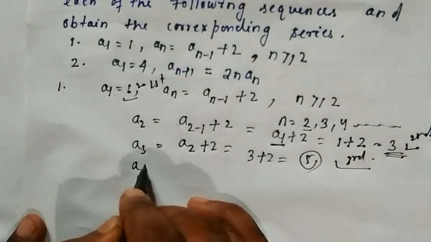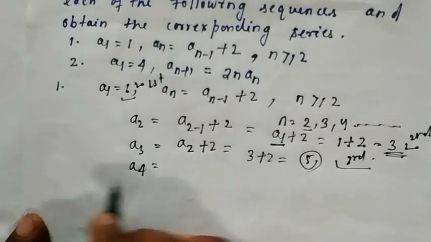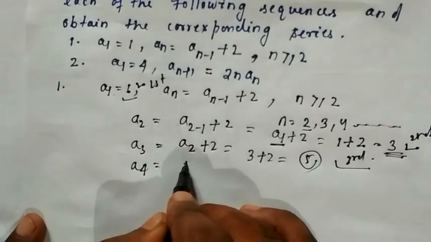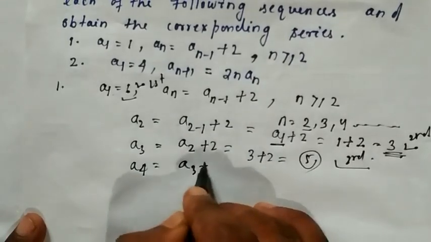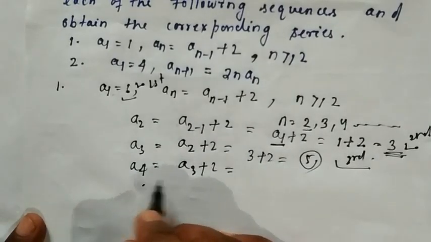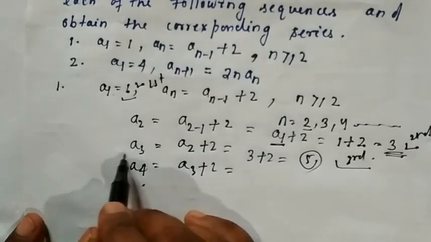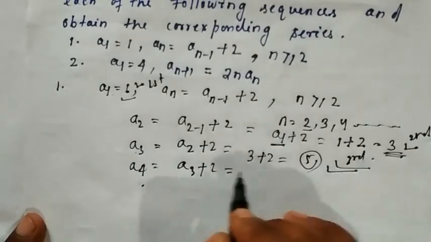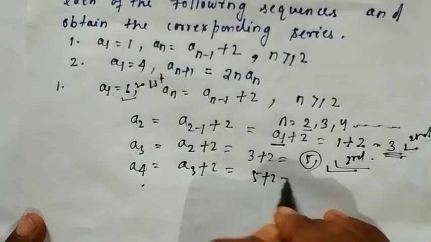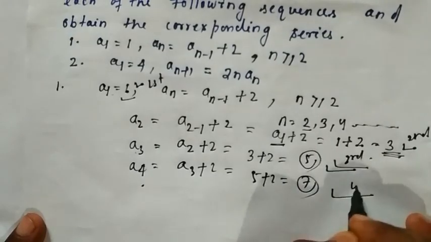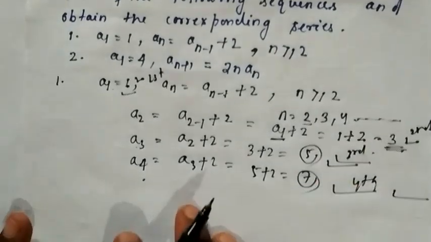Similarly, for the fourth term, you can substitute n is equal to 4. So a4 is equal to a(4-1), which is a3, plus 2. How much is a3? Sorry, how much did you get for a3 here? 5. Then you can substitute 5 here: 5 plus 2 is equal to 7. Yes, this is the fourth term.